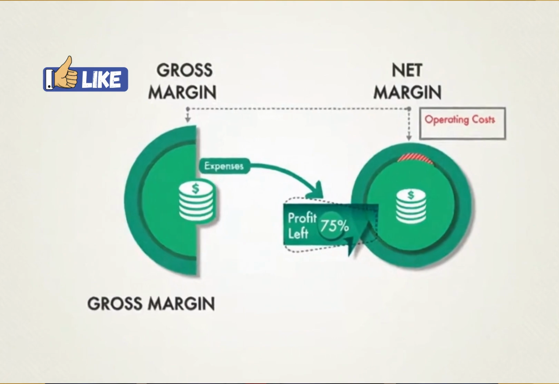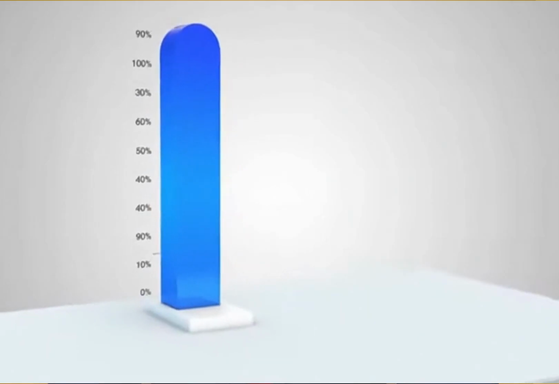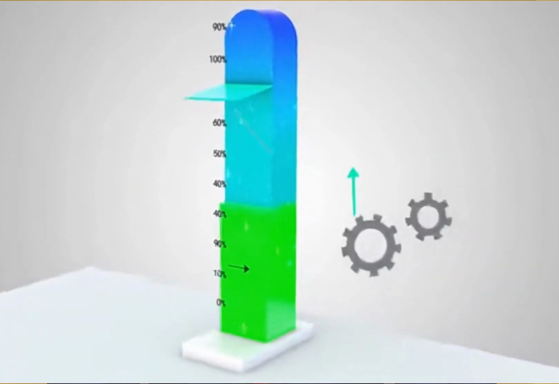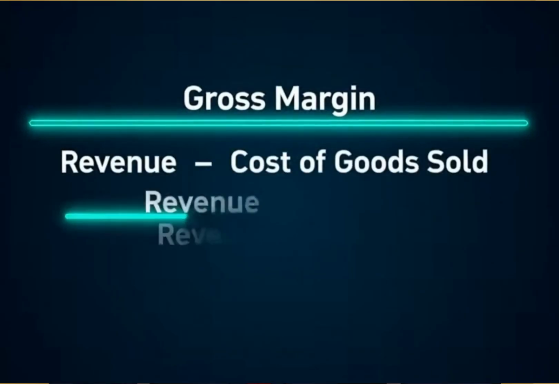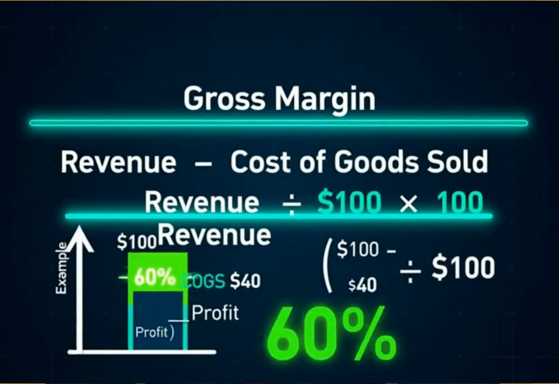Let's go deeper. Gross margin. Gross margin shows how much profit a business makes after subtracting the cost of producing the goods or services. The formula is simple. Gross margin equals revenue minus cost of goods sold, divided by revenue, times 100.